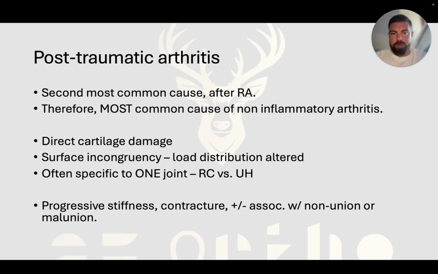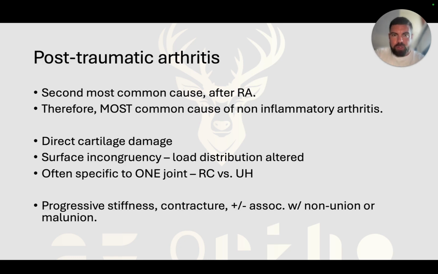It's generally one specific joint. With this, you can have ulnohumeral involvement because of a transolecranon fracture. But again, generally speaking, you just need to be aware that it's a secondary cause of the final OA because of the traumatic injury in the first place.